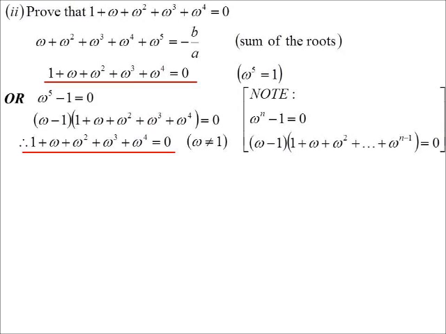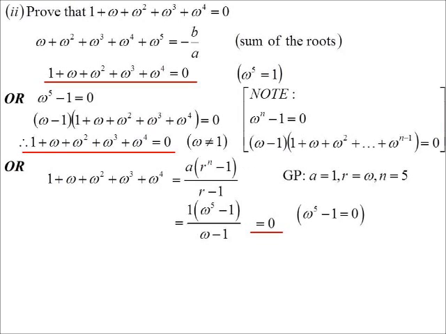Right? So it comes from that idea. A to the power of n minus b to the power of n. B in this case is 1. Well, therefore, 1 plus omega squared plus omega cubed plus omega 4 must equal 0. Because omega can't equal 1. Remember? We said it was a complex solution. So we know it's not equal to 1. Omega minus 1 can't equal 0. Therefore, the other bit must equal 0.